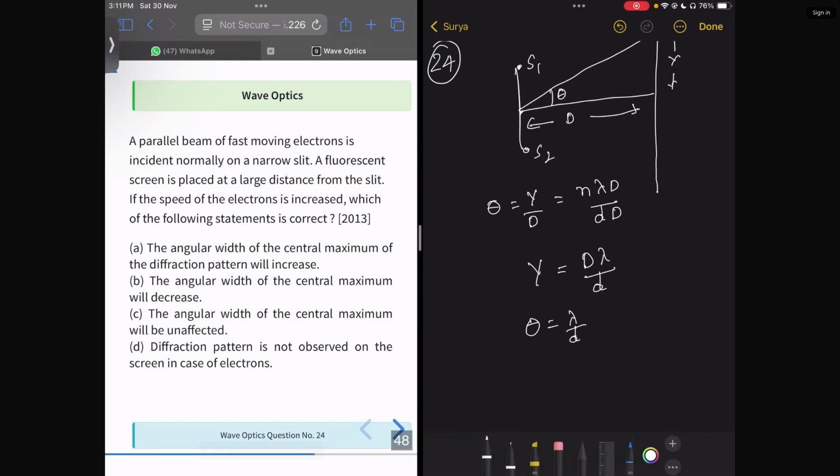So the angular width of diffraction will increase or decrease depending upon the frequency. Frequency increases, lambda decreases, and theta decreases. Frequency increases, so lambda decreases, which means theta will also decrease. Hence with the increase in the speed of electrons, the angular width of the central maximum decreases. So option B is the right answer.